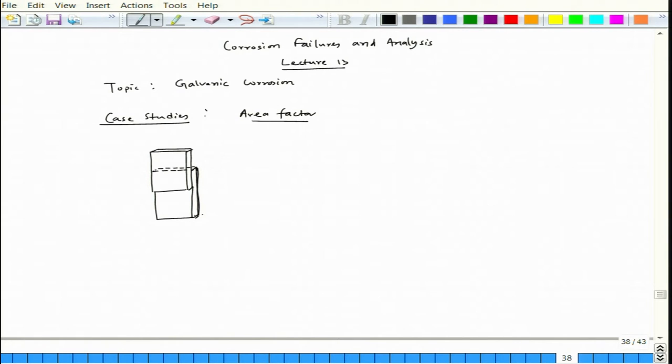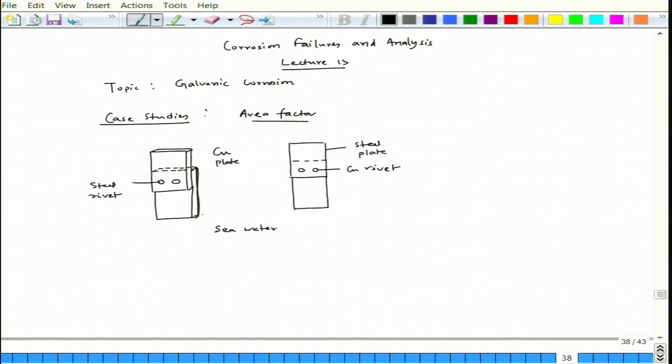Okay, so these two plates, we have rivets. So this is two plates which are copper. And another situation, if I draw only the top view, this is copper plate and steel rivet. And in this case, this is copper rivet and steel plate. Both of them, as per the book data, are dipped in sea water for 15 months.